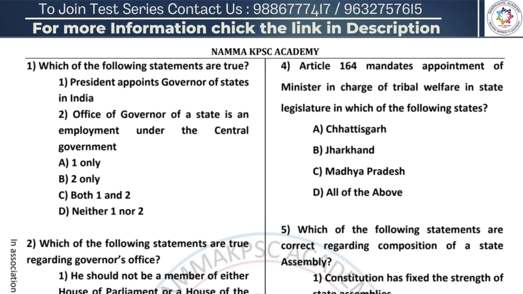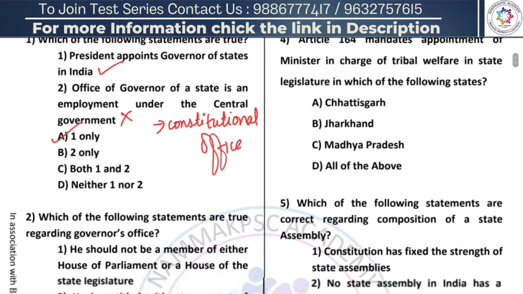So if you have a look at this, president appoints the governor of states in India. Yes, this is absolutely right. And office of a governor of a state is an employment under the central government. This is wrong, because office of the governor is not an employment under the central government. It is an independent constitutional office. So statement 2 is wrong. So the right answer is going to be option A, 1 only.